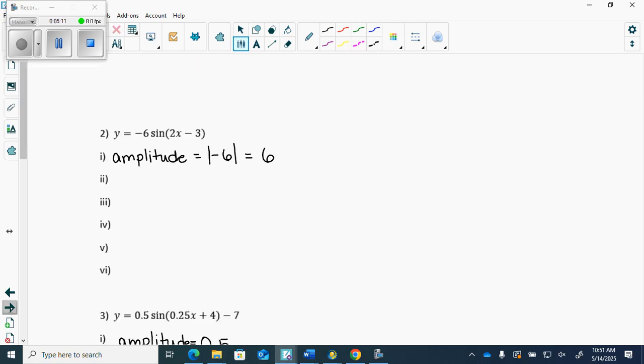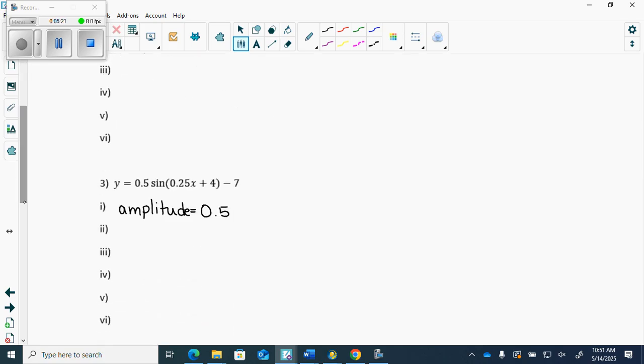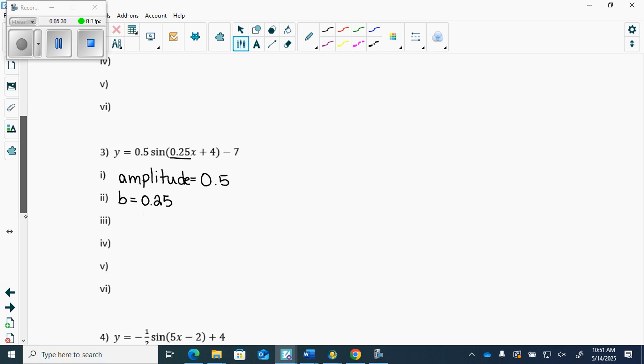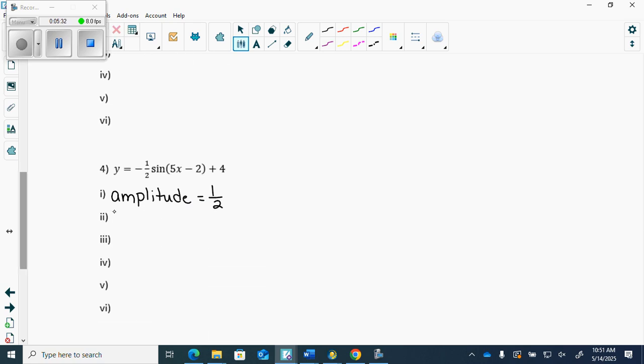For number 2, what does b equal? 2. It's what's between the sign and the x. For number 3, what does b equal? 0.25. And 4, what does b equal? 5. Then we go back to 1.